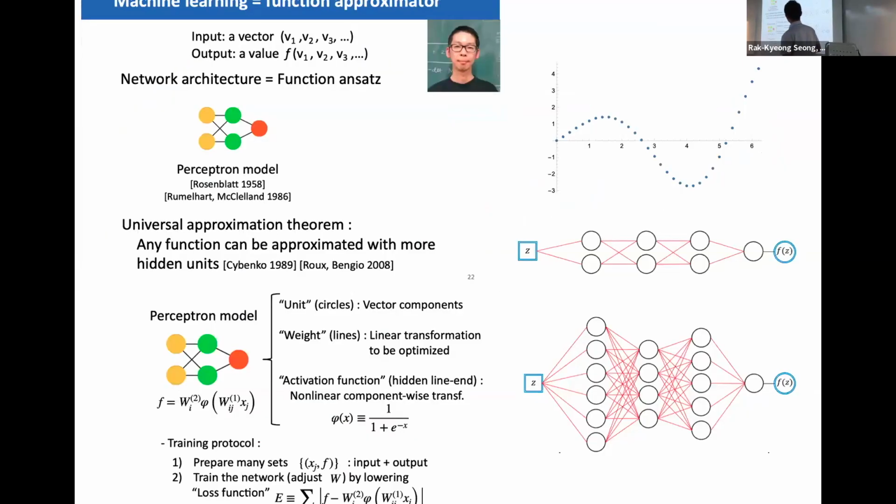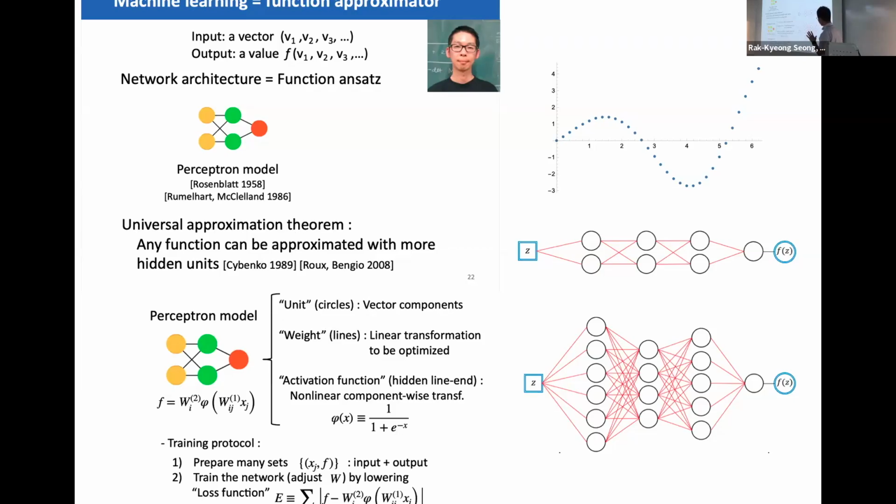This is from Koji Hashimoto, because I stole this page from Koji Hashimoto's talk. But I guess you already know the deep neural network, right? So I'm not going to explain that. But if you don't know it, it's okay. The details don't matter. What I want to say is just one thing here: the universal approximation theorem. Any function can be approximated with more hidden units. This is a deep neural network.